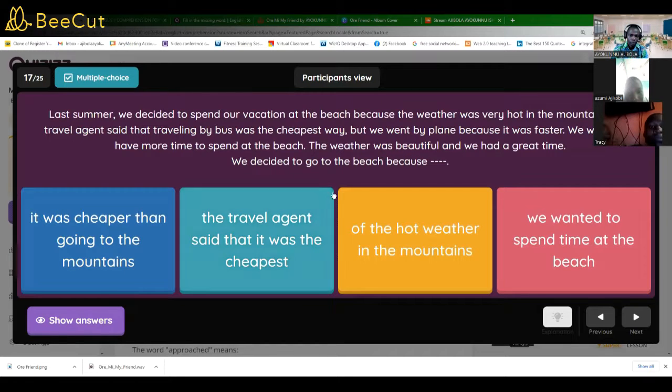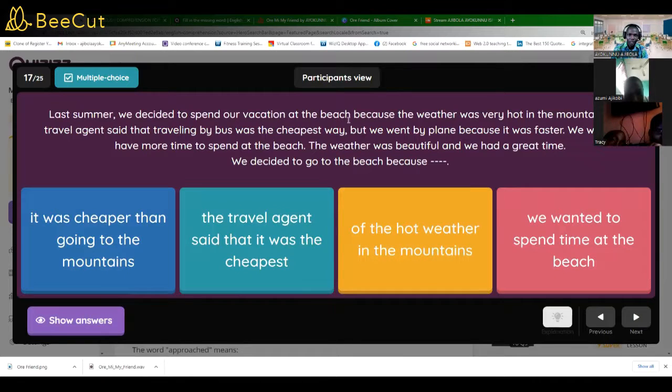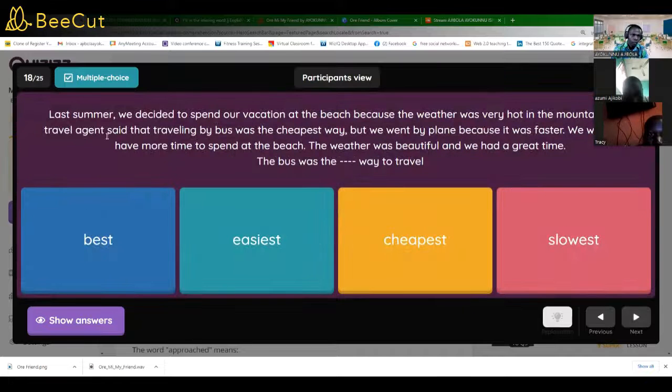We wanted to spend time at the beach. Because of the hot weather in the mountains. Okay? Why? We spent our vacation at the beach because of what? The hot weather in the mountains. Okay, in the mountains. Can you see the answer? So the next one is for Rakib.